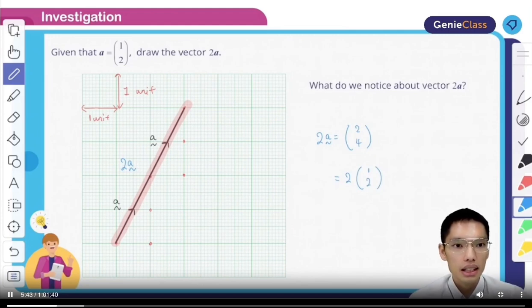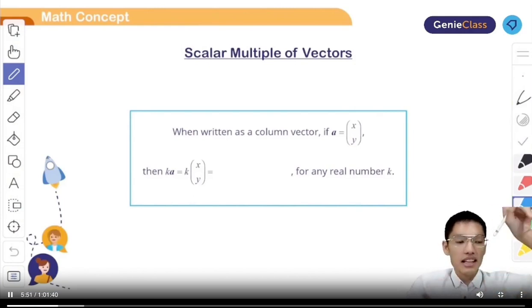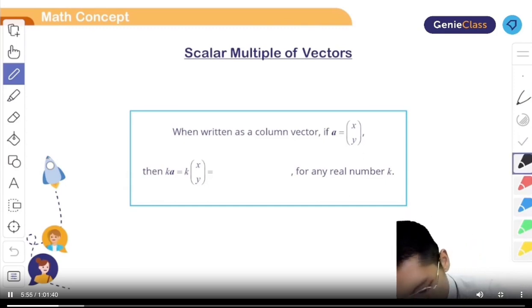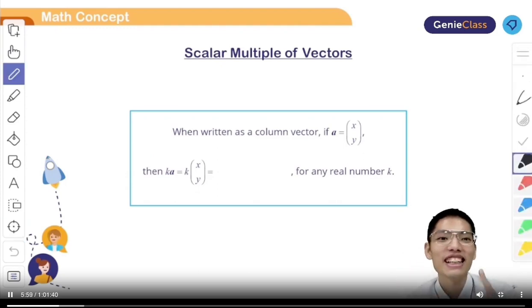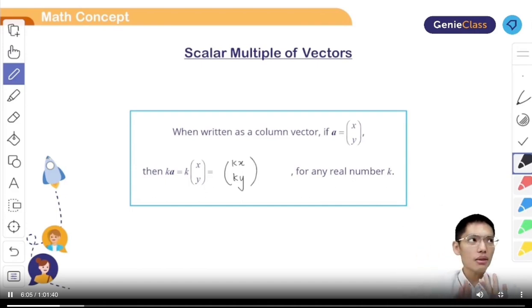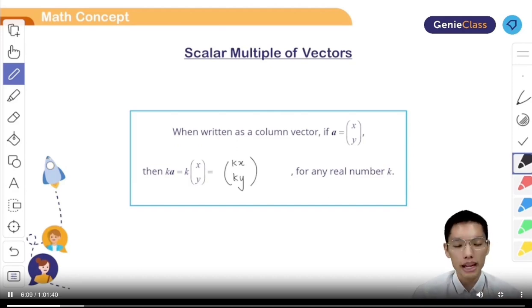This actually means that if I scalar multiply a vector, you get a totally new vector by extending it, depending on the amount. So in this case, if I were to do multiplication, Ka is equal to Kxy. Therefore, I'm just going to multiply Kx, Ky over here. I hope this is not too hard. It's similar to matrices, just multiply each of the entries by K.